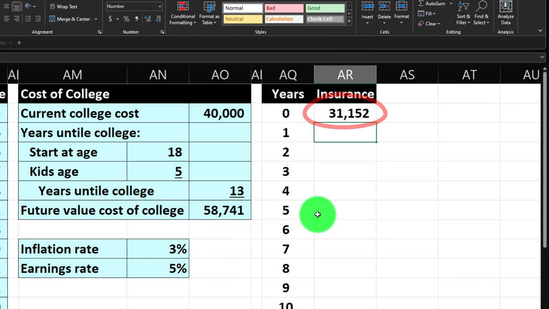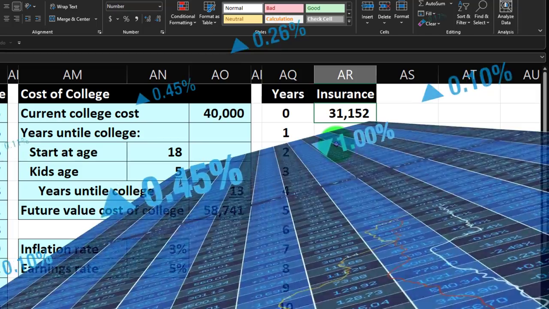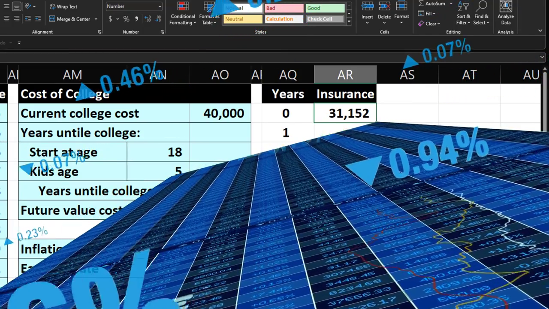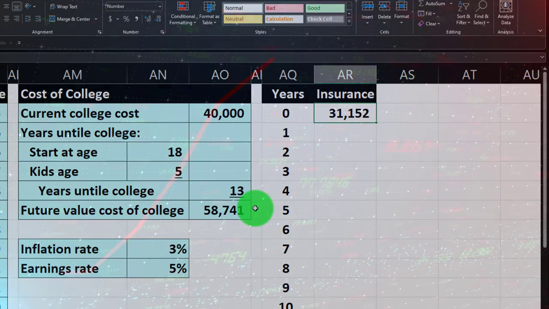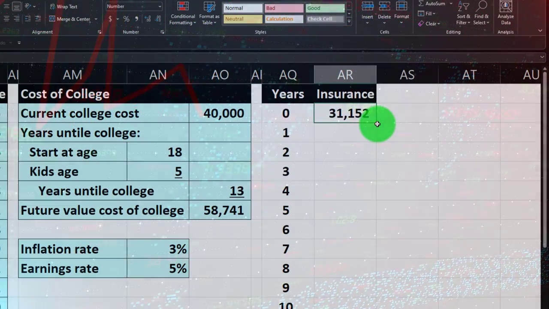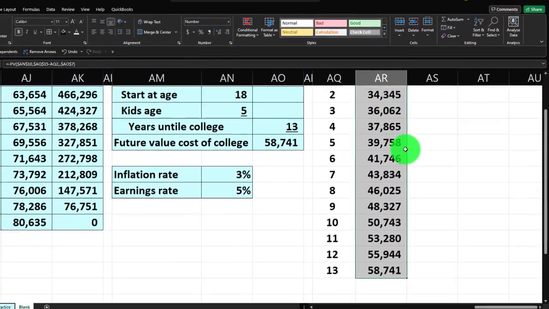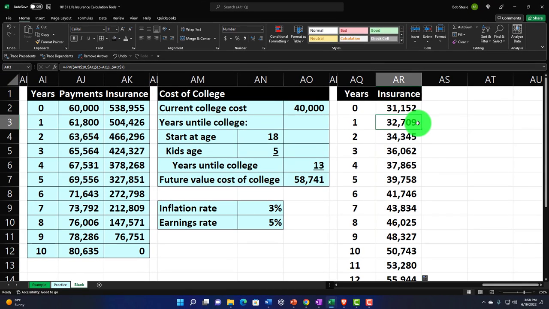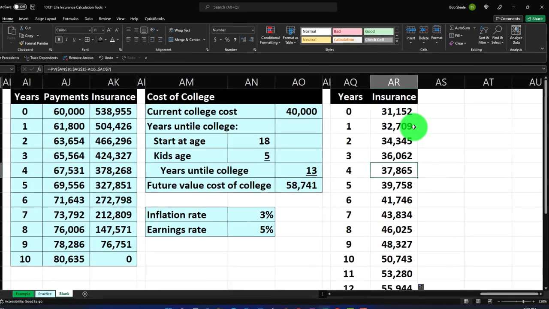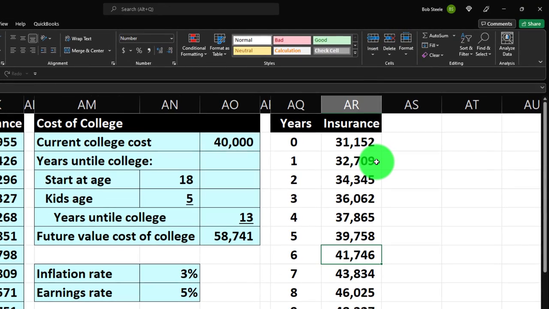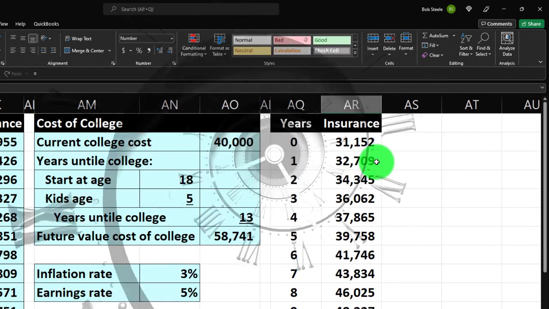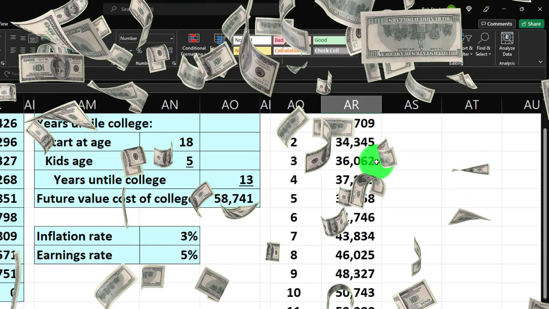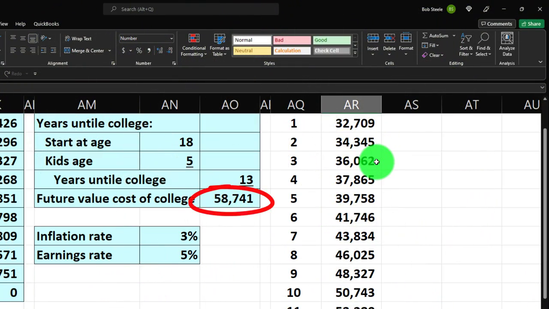So there we have it. If I took that 31,152 and I put it in place, the earnings on it after the 13 years would give me that future value of the 58,741, which is what I would need, counting inflation, to get to. If I copy that down, double clicking on the fill handle, then obviously as I get closer to the time when they actually need the college funds, I'm going to need more because I don't have as much time for it to grow. So as I get closer here, I'm going to need more money in it. And at year 13, I've got the full 58,741.